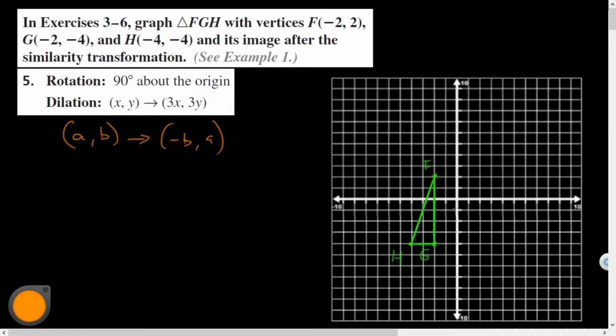All right, let's see if that works out. So here we go, 90 degrees. This was left 2, down 4. So I think I'm going to go right 4, down 2. That looks like 90 degrees. You believe it? I believe it. So I think that G prime is going to be right here. There's my G prime.